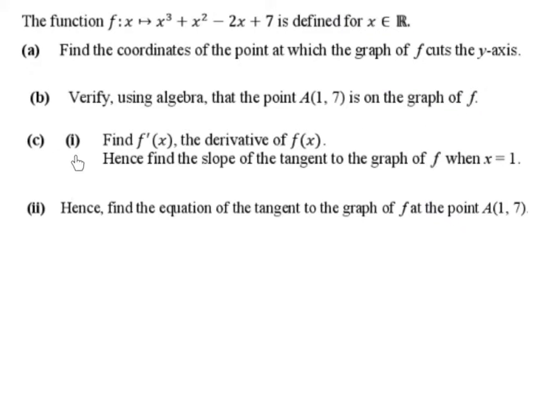Part C, Part 1, find f prime x, the derivative of f of x. Hence, find the slope of the tangent to the graph of f where x is equal to 1. And C, Part 2, hence, find the equation of the tangent to the graph of f at the point A, 1, 7.